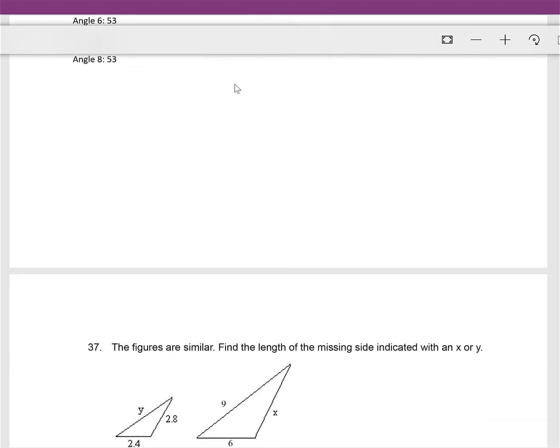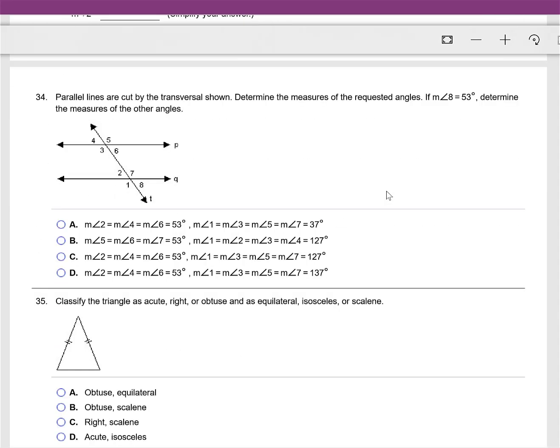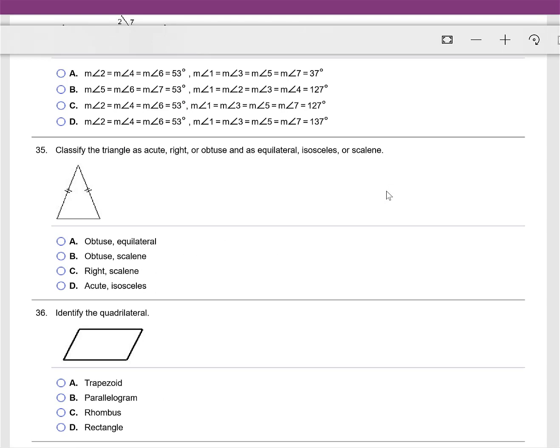All right, let's go back over here. So we did that one, we did that one. Okay, what kind of a triangle is this? Two ways. We want to do it by sides and angles. So we've got two sides that are equal there. And we've got all the angles, so it's acute, and it has to be isosceles right here because it has two equal sides.